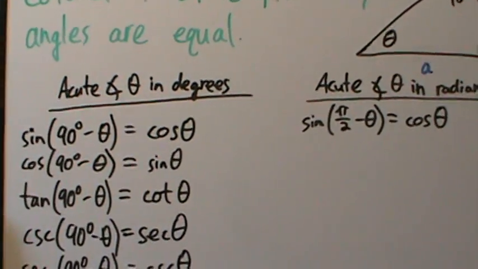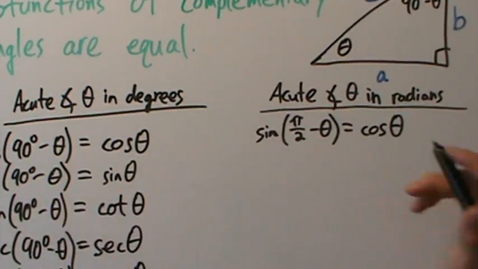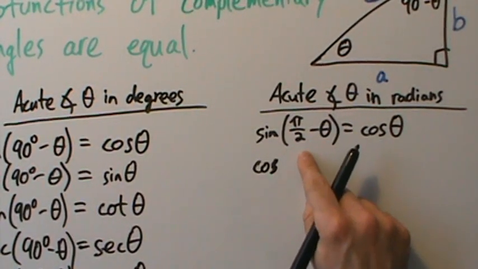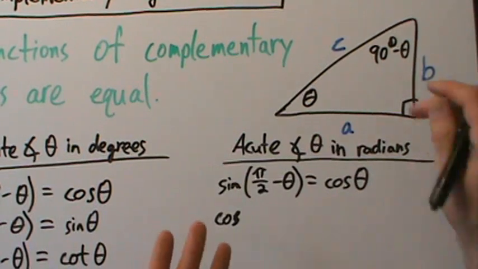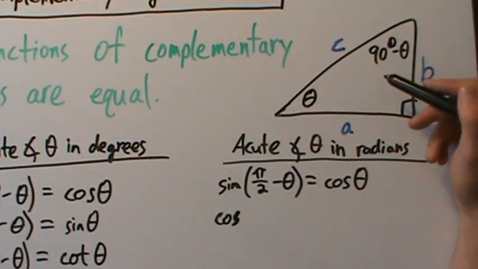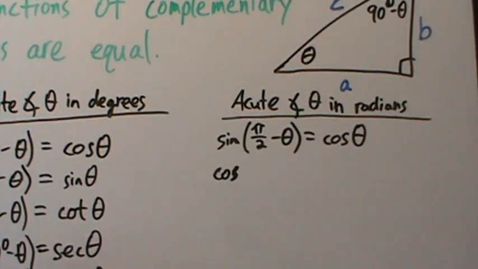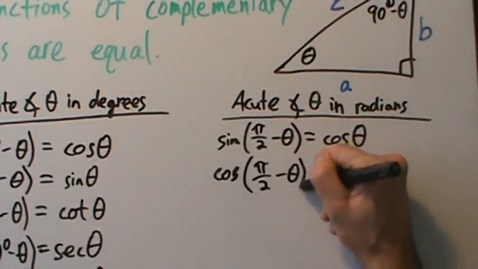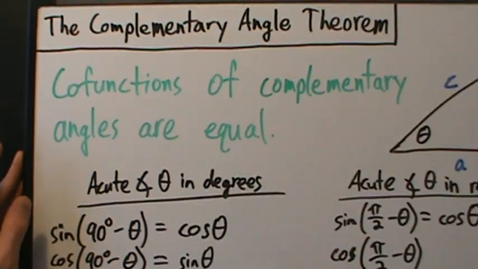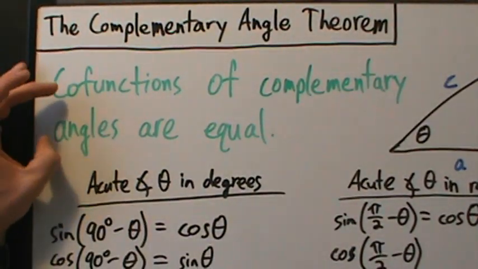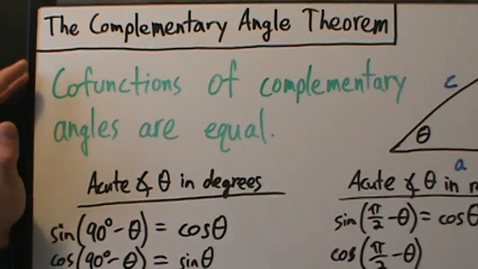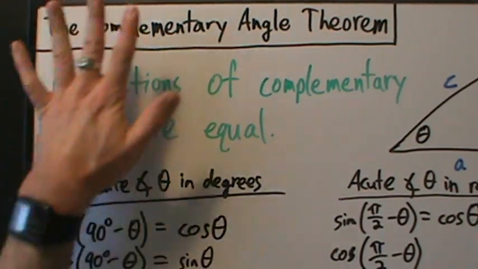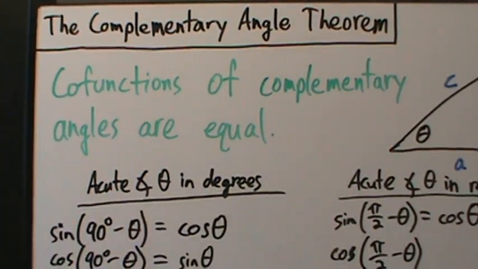Okay. So instead of 90 degrees, just pi over 2. So it's really exactly the same thing, and all the concepts and the reasoning behind it are exactly the same. It's just that instead of talking about these angles in degrees, we can talk about them in radians, and it changes absolutely nothing, except how we measure the angle. So this theorem doesn't depend on how we measure the angles. We can measure them in degrees or radians or some other crazy thing. But no matter how we measure them, this is always going to be true. Cofunctions of complementary angles are equal.